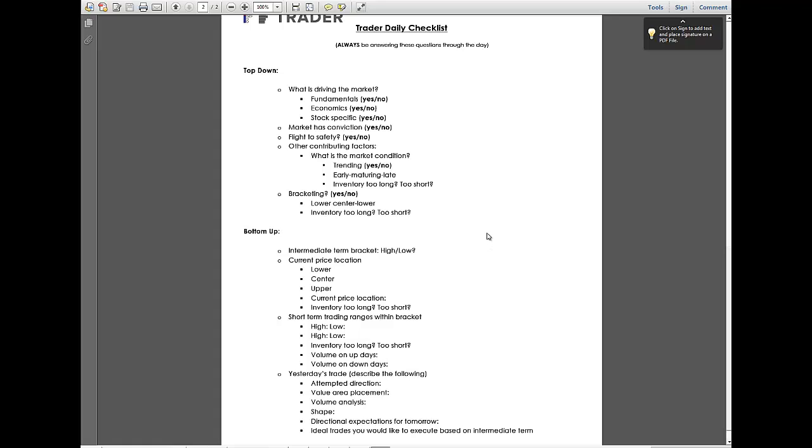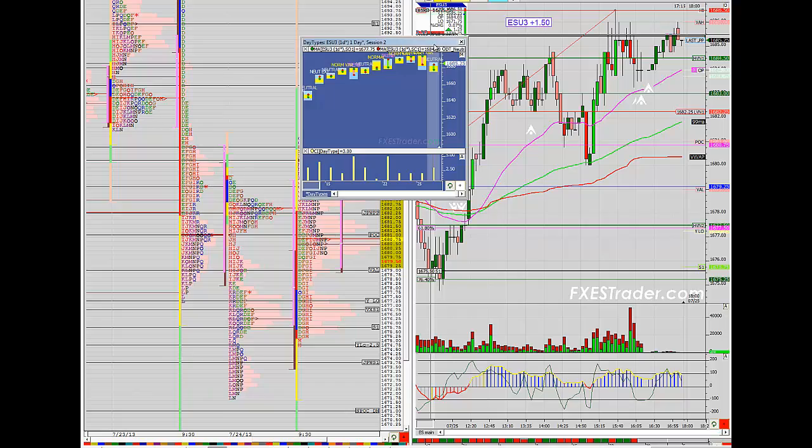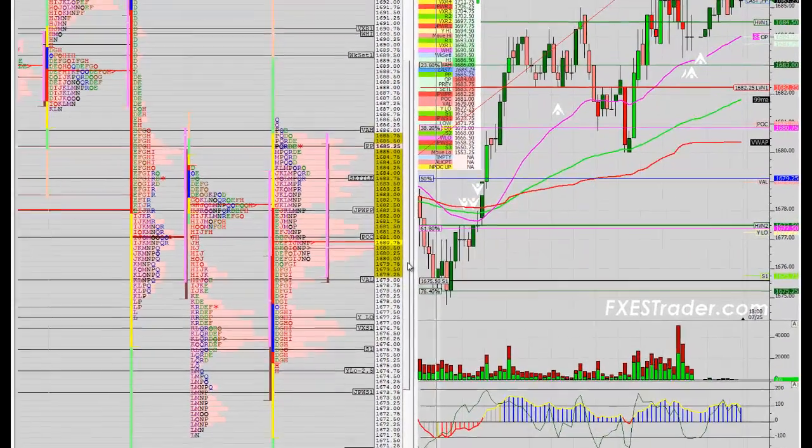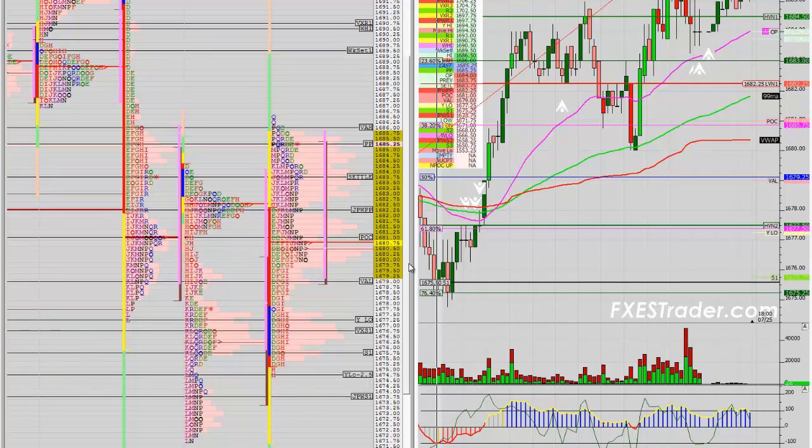So things like yesterday's trade and how those come across, how they view the value area, what the volume was like yesterday, what the shape was. Again, some of those can be answered just by looking at the day types that you see here. Let's put a little bit of this into practice, and I'm just going to go through this real briefly because I want to stick to an hour on this.